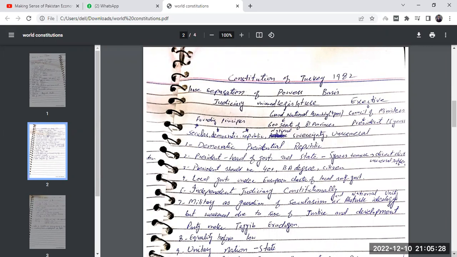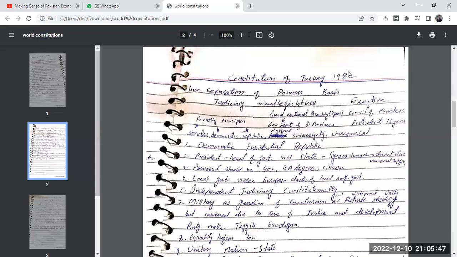Atatürk was a military general of Turkey. He defended Turkey, and he also established a new state by the name of Turkey, and he abolished the Khilafat. So a new constitution was promulgated at that time, and later on, the constitution kept on changing. And right now, there's the Constitution of Turkey 1982.